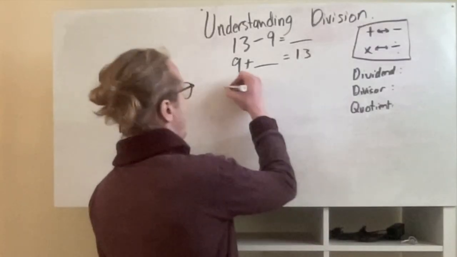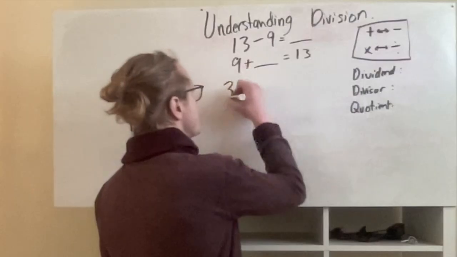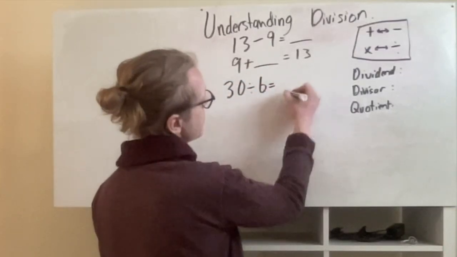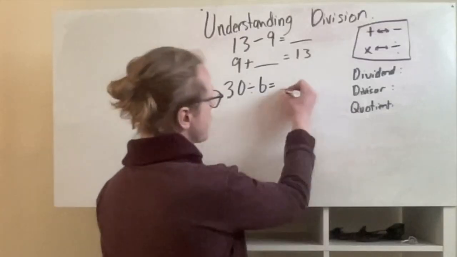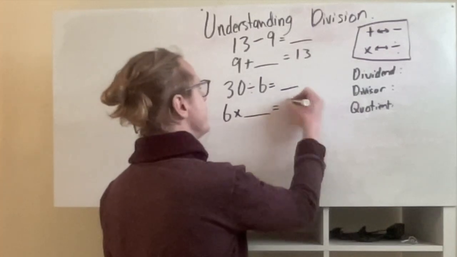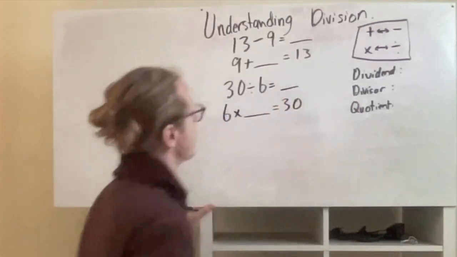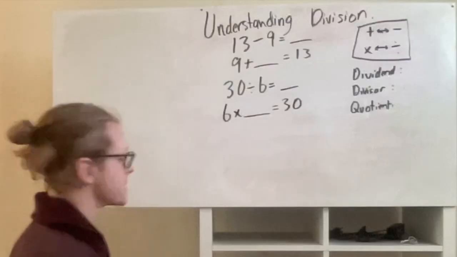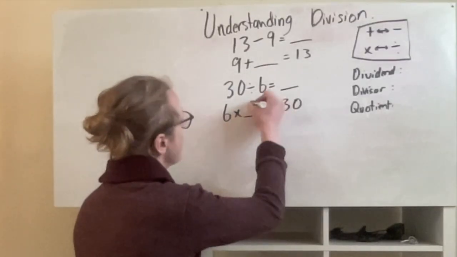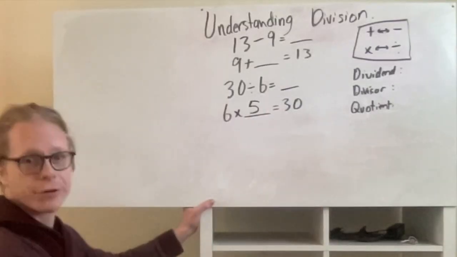So if we have a division problem, such as 30 divided by 6, we could think about it as 6 times what number would get me to 30, or how many times do I have to count by 6 to get to 30? And assuming we know our times tables, 6 times 5 is going to get me 30.